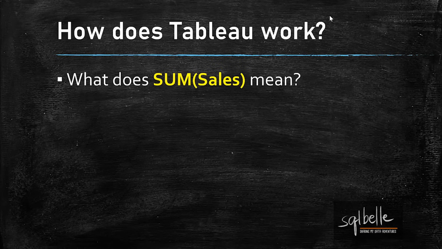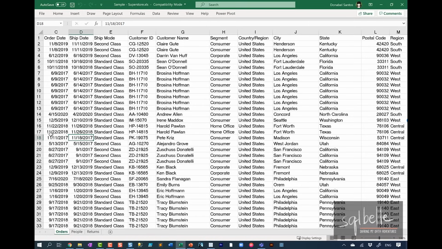But what does sum of sales really mean? Well, the answer is it depends. It depends on what else is in your view. Sum of sales could be a grand total sales, and sum of sales could be a subtotal by category, a subtotal by subcategory. Let's take a look at this in action. Let's have a quick look at the data source first. This is the sample Superstore dataset. The level of detail of one line in this data source represents a transaction line.